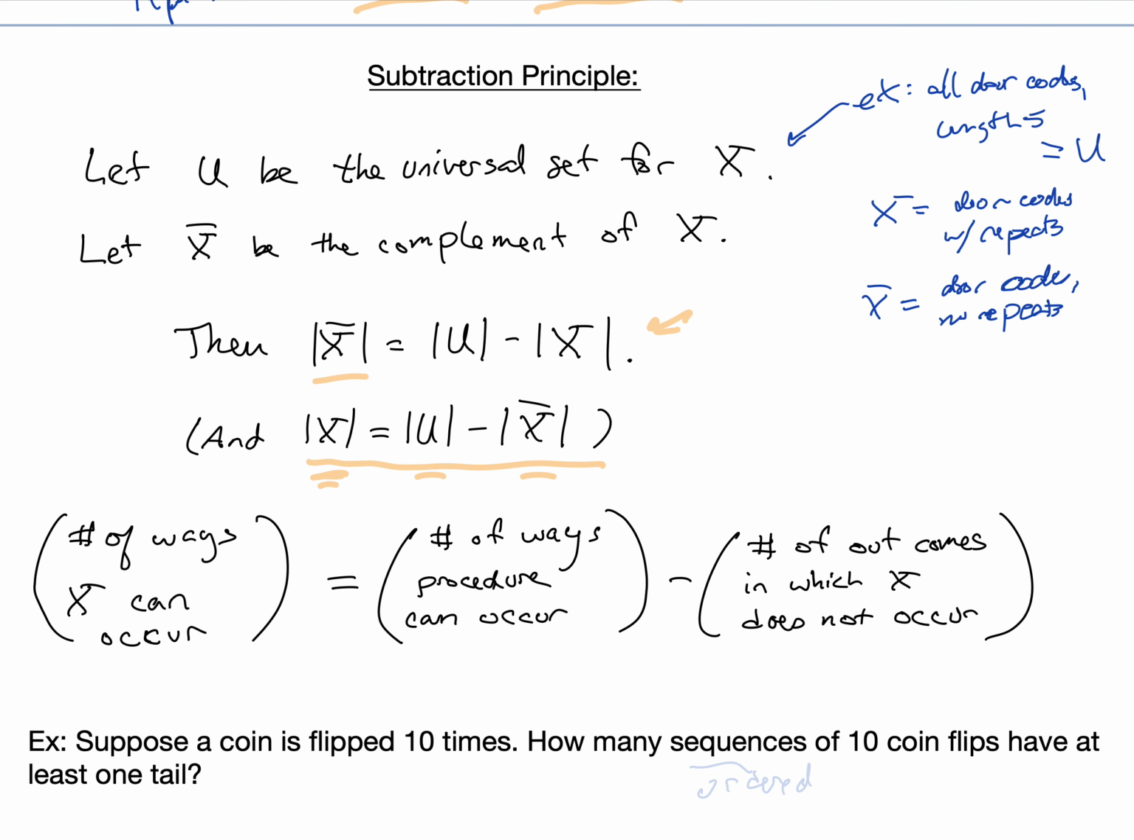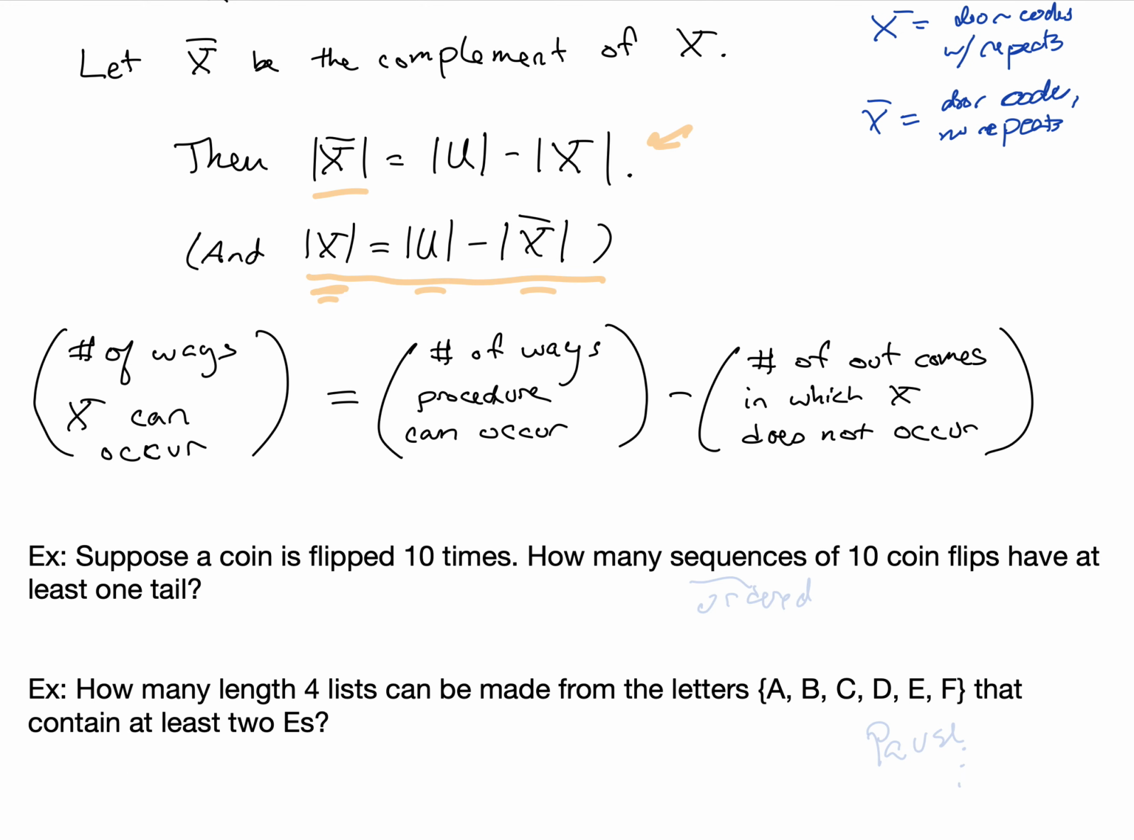So here are just two more quick examples for you to try. First, a coin is flipped 10 times. How many sequences? And remember, sequences always means ordered. How many sequences of 10 coin flips have at least one tail? And two, how many length 4 lists can be made from the letters A, B, C, D, E, F that contain at least two E's? So try each of these out, think about the subtraction principle with them, and we'll talk about them together.